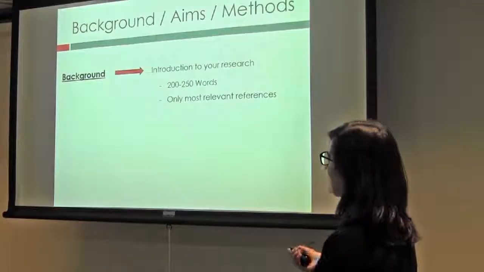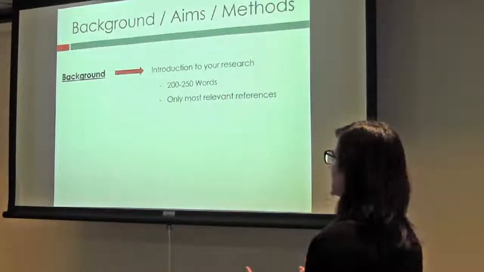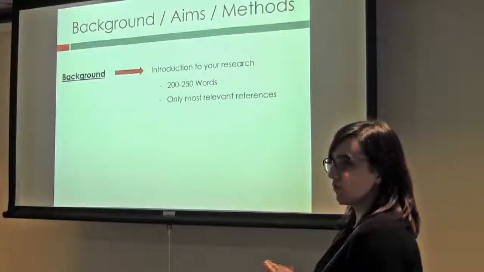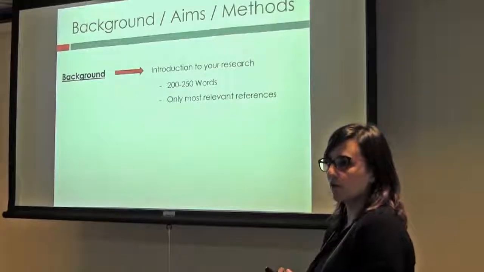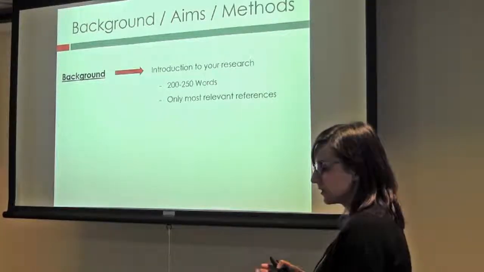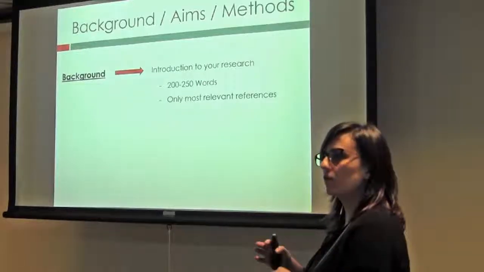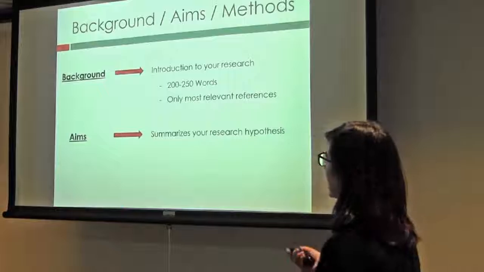Okay, so then we move to background. Background just means a brief introduction to your research. I would limit it to up to 250 words, no more, and you may include some of your most relevant references. You don't want to have a lot of references, just the critical ones so people can understand what you're talking about. And then we move to the aims.